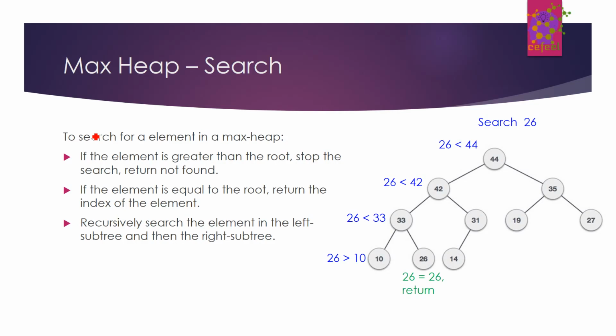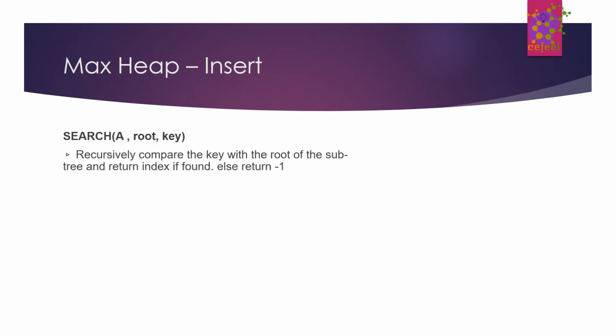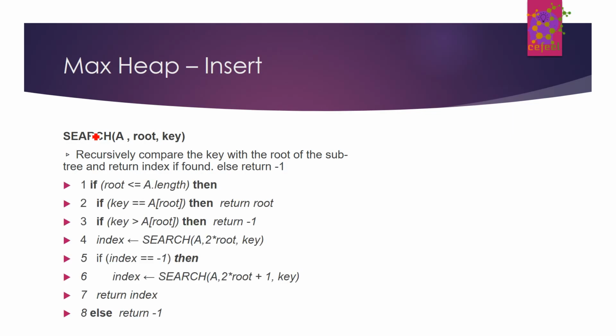Alright, cool. We'll see another example where the element is not present, but before that let's first see what the search algorithm looks like. The search procedure takes the array A, the root node, which means the node of the subtree because it's a recursive call, and then the key, or the element that we are searching for. So here is the algorithm.